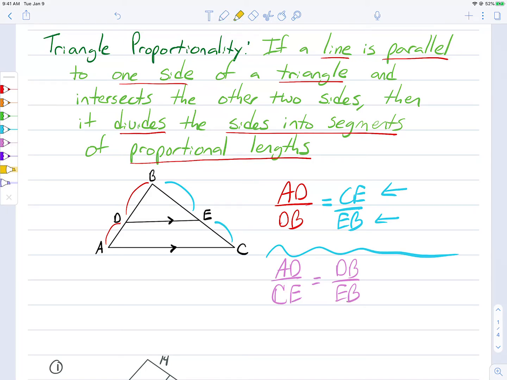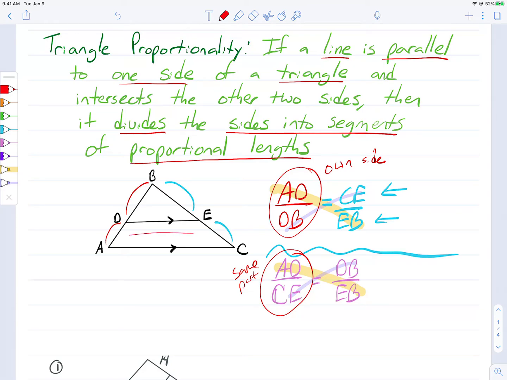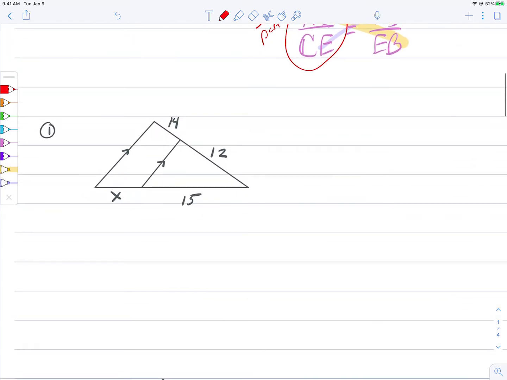So I want you to notice something. Across from each other is exactly the same information, and across from each other on the other side is the exact same information. It just depends on how you see it. Do you want to do a ratio where each ratio is its own side? Or do you want to write a ratio of the same part of each side? So like these ones are the same part, they're both the bottom parts of that side. Whatever makes the most sense to you and whatever fits best in your brain is the way that you're going to do this.